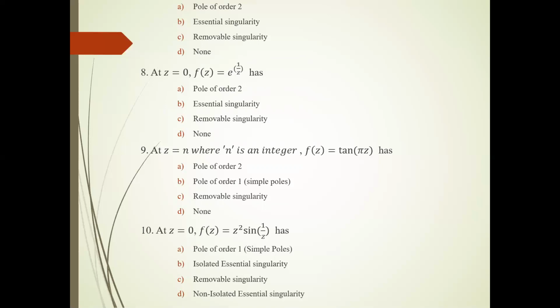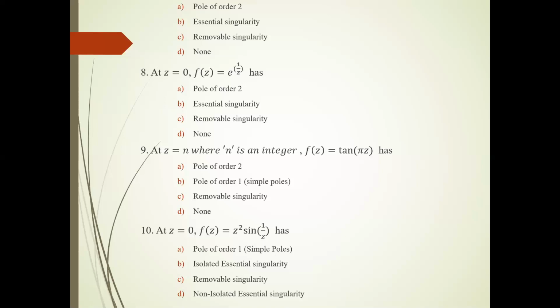Replace z by 1 by z. What do we get? The expansion of e raised to 1 by z: 1 plus 1 upon z plus 1 upon z square into 2 factorial plus 1 upon z cube into 3 factorial, and so on. So this is the Taylor series expansion of e raised to 1 by z.